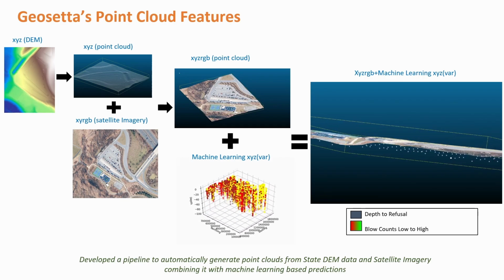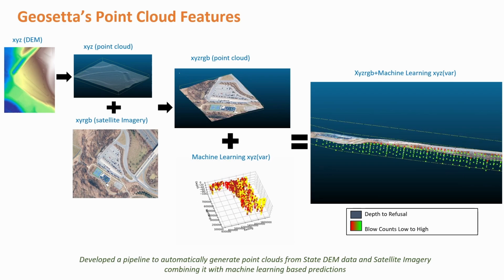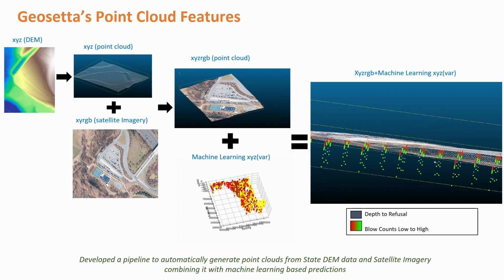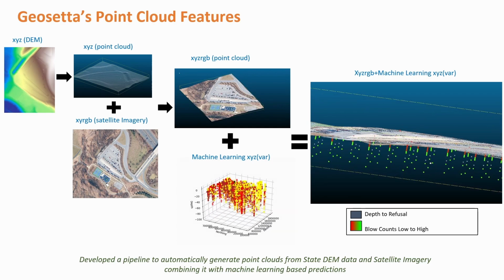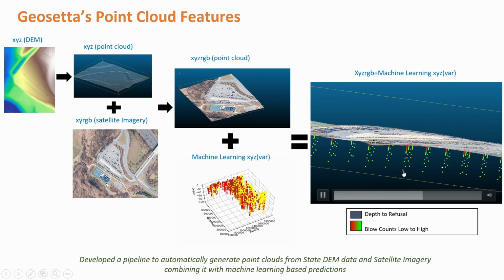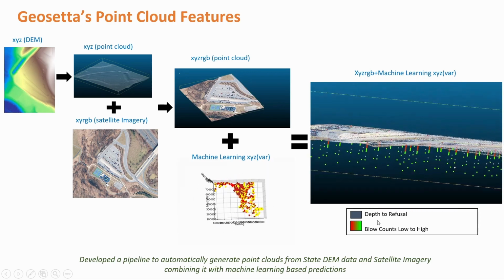in addition to site features, topography, and elevation, the predictions in terms of blow counts. So here we see low blow counts in red, changing into higher blow counts in green, but depth to bedrock in gray color.